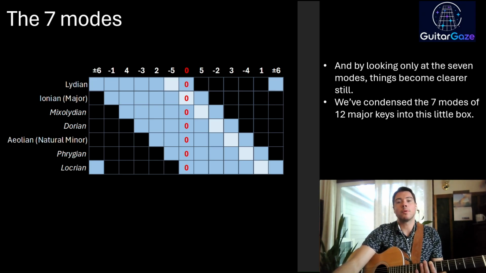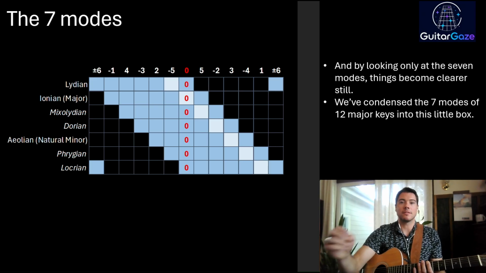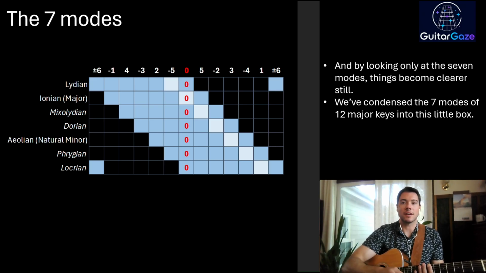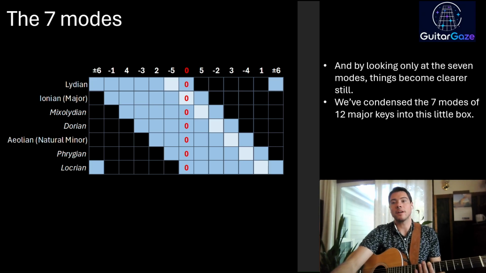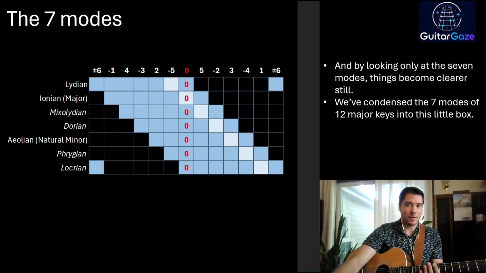But the important thing is the 7 modes are crucial to learning music and learning scales because their specific modal sounds are relied on by various genres and styles of musical expression. And by viewing the 7 modes through this isomorphic numerical lens, we can easily see what they share in common with one another and what sets them apart from one another.